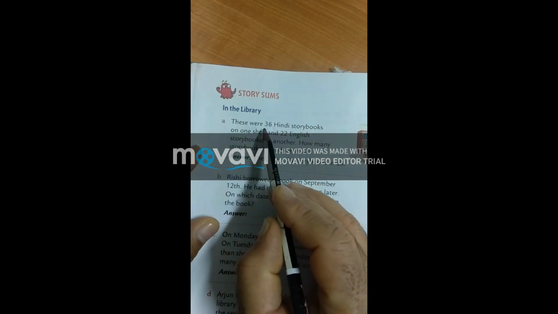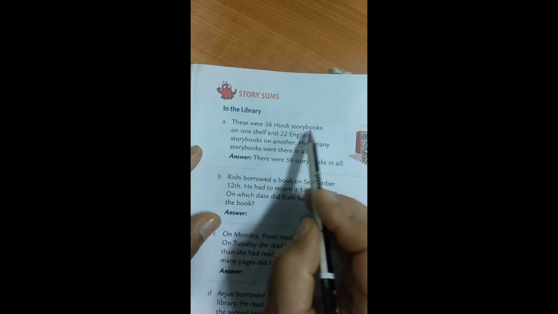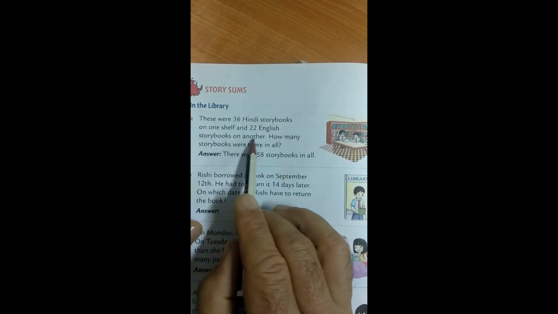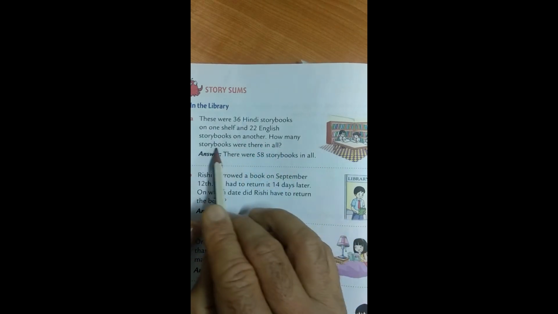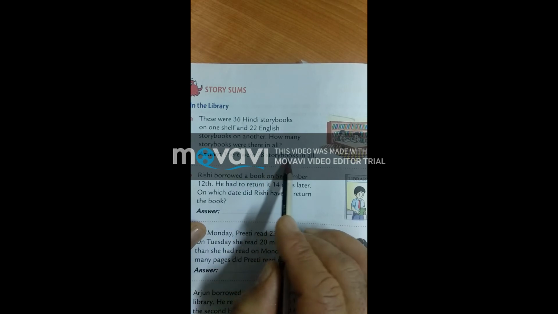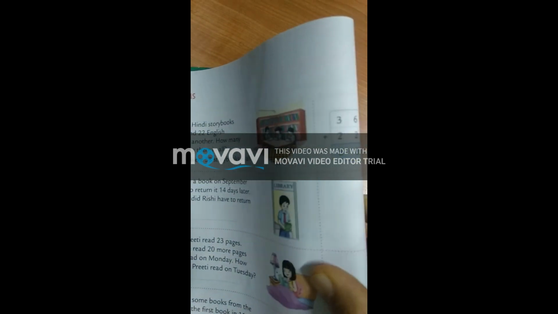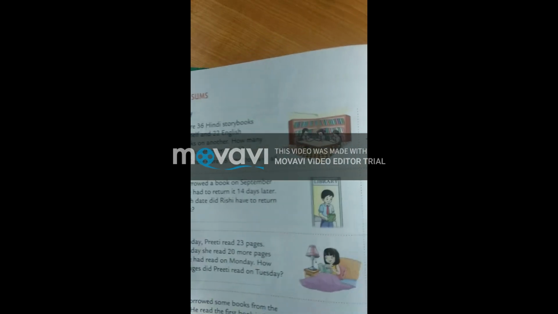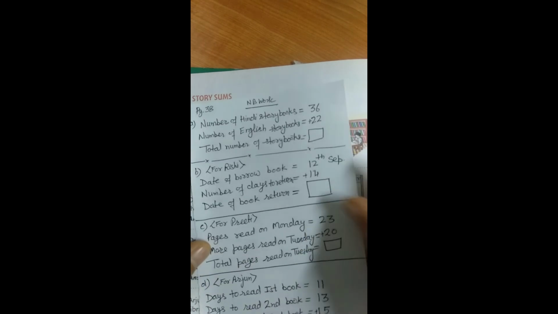There were 36 Hindi storybooks, it is shown this side on one shelf, and 22 English storybooks on another. How many storybooks were there in all? There are 58 storybooks in all. They have written also here giving the example 36 on the top and 22 downside, then add it. But I am suggesting you to do this in the page like this.